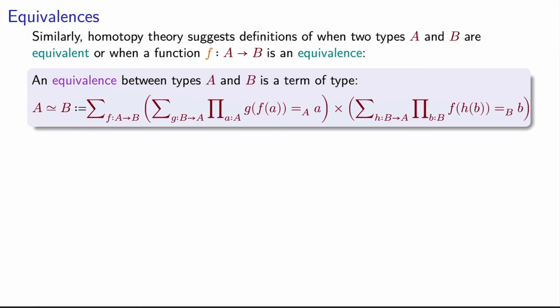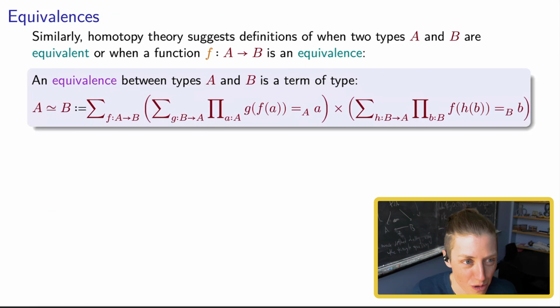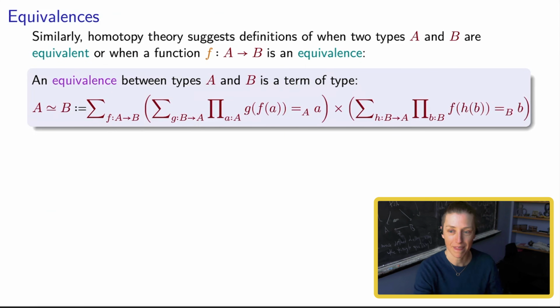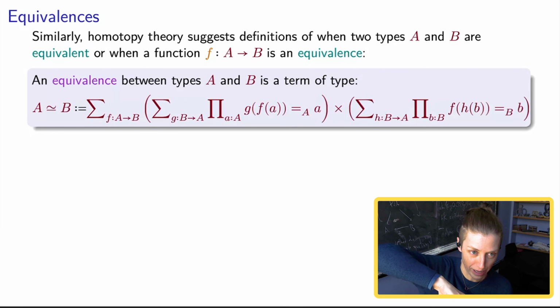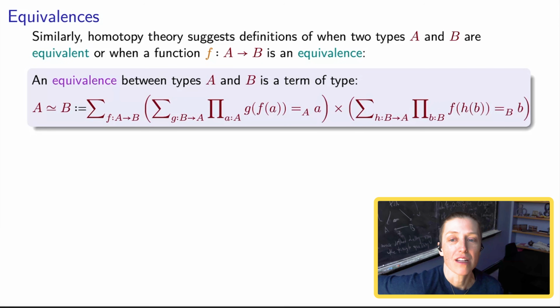Great. Okay. So I want to give two more definitions in homotopy type theory. So the next thing I want to mention, another example where we're taking a definition from homotopy theory and importing it into type theory, is the notion of an equivalence between types. This is modeled after the definition of a homotopy equivalence between spaces. So if A and B are types, an equivalence between them is defined as follows.